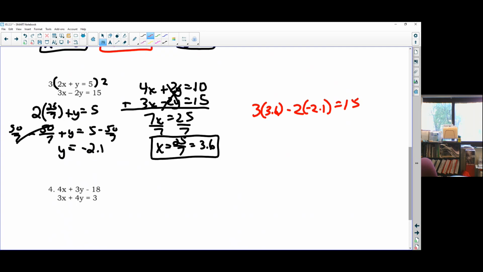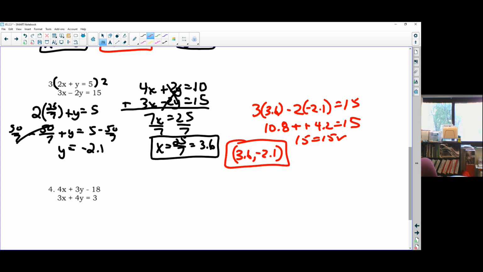So 3.6 times 3 is 10.8 minus 2 times negative 2.1 is negative 4.2. I might have rounded this perfectly. And if I add, this becomes a double negative, so it's a plus. So if I take 4.2 plus 10.8, I get 15. It checks. And this crazy thing is our answer of 3.6 and negative 2.1. That's sometimes the good thing about solving things algebraically. That would be a tough graph to see. Very tough graph to see.